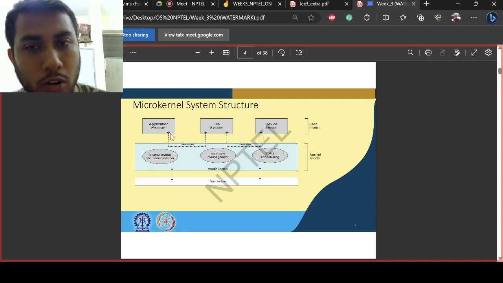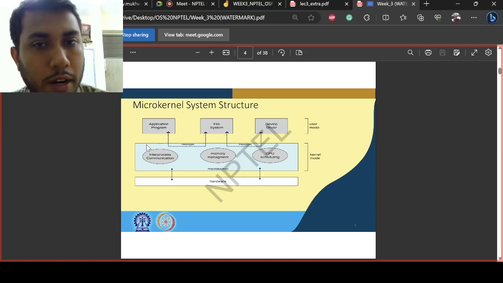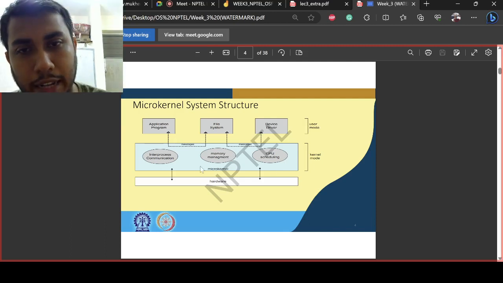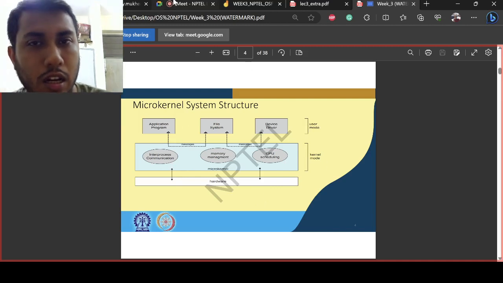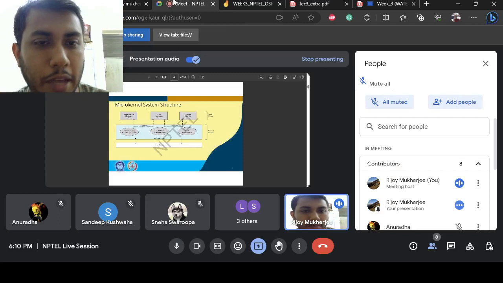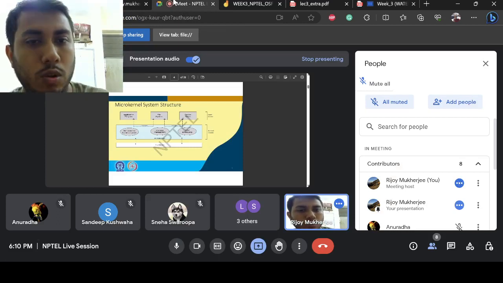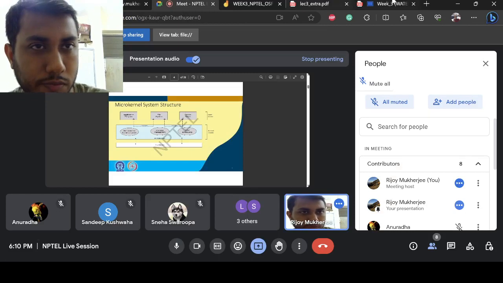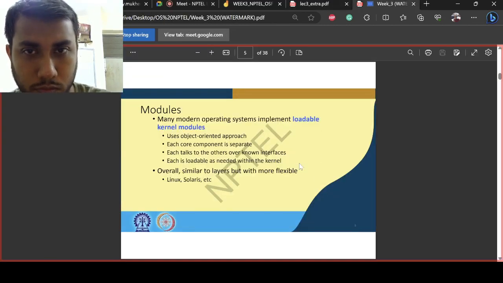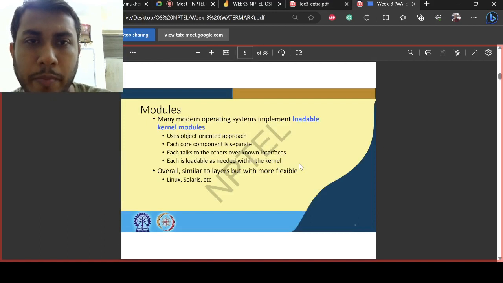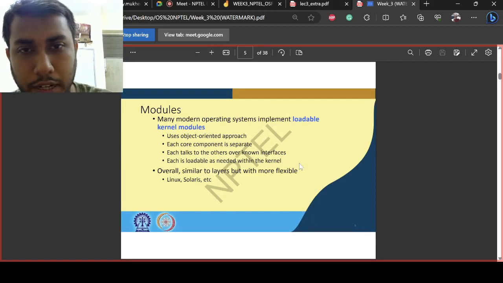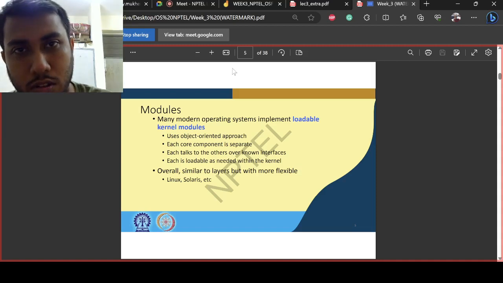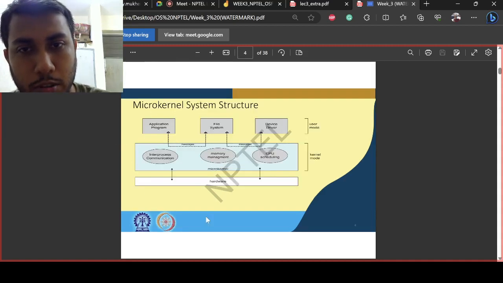Then your microkernels. So interprocess communication is one microkernel, memory management is one microkernel, CPU scheduling is another microkernel, and then there is communication between these microkernels and hardware. So this is your typical OS, and microkernel is just a modular approach to extend the OS, nothing more. So many operating systems implement loadable modules. Like I said, modules are basically, so here you are seeing these modules, interprocess communication, memory management. These are basically modules, nothing more.